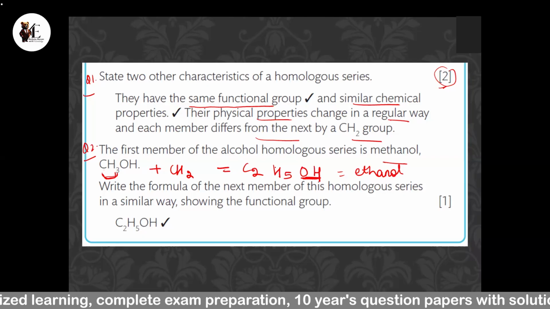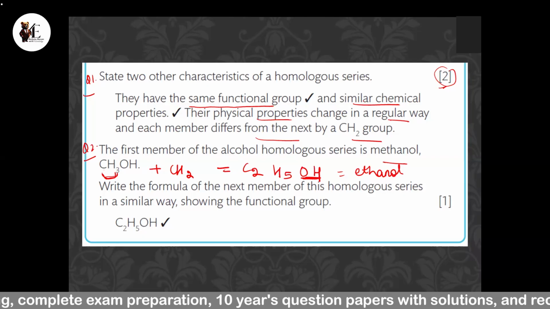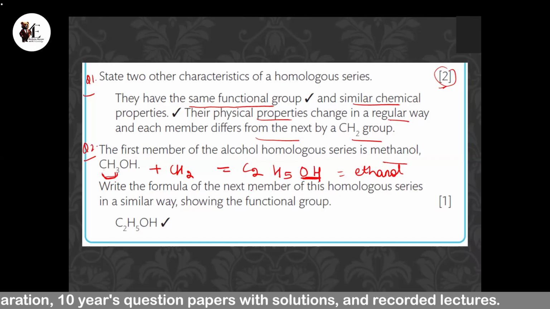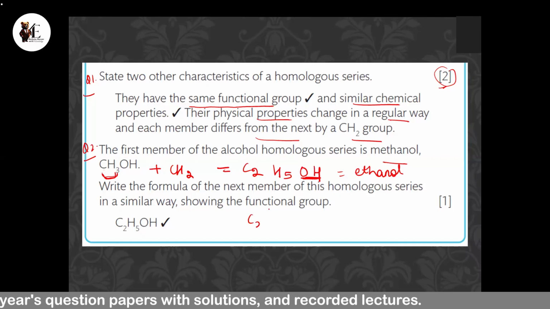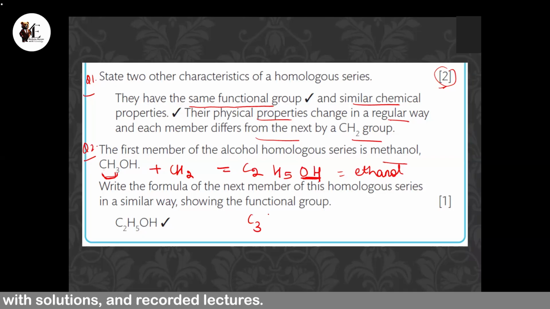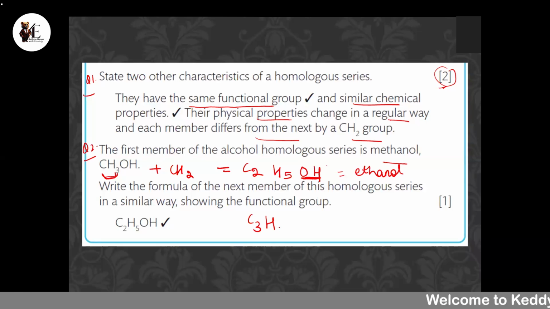Clear? Ma'am, let's say if it's propanol, you say C3H3, so it's 3 plus... Add CH2, it becomes C3H what? I think it's supposed to be, wait.